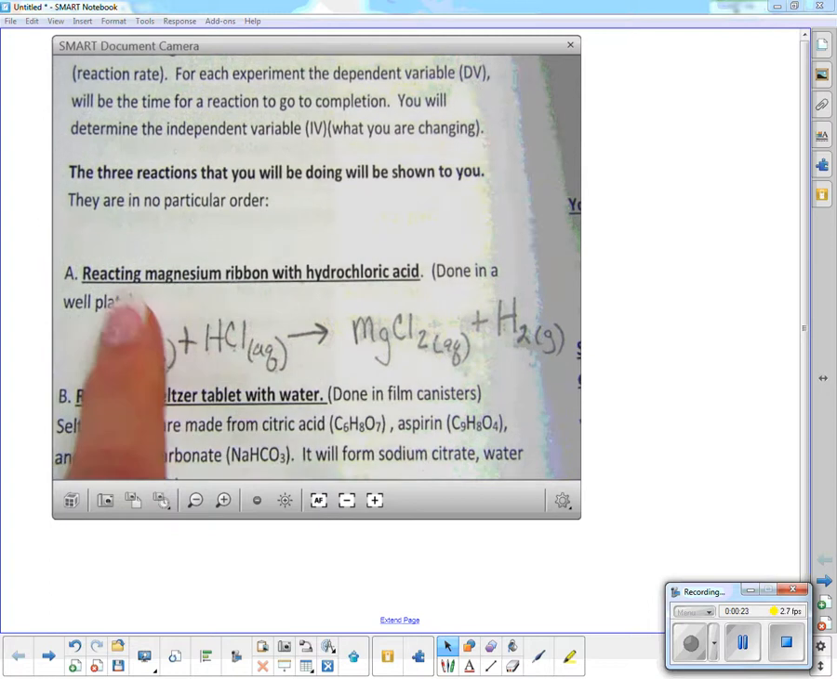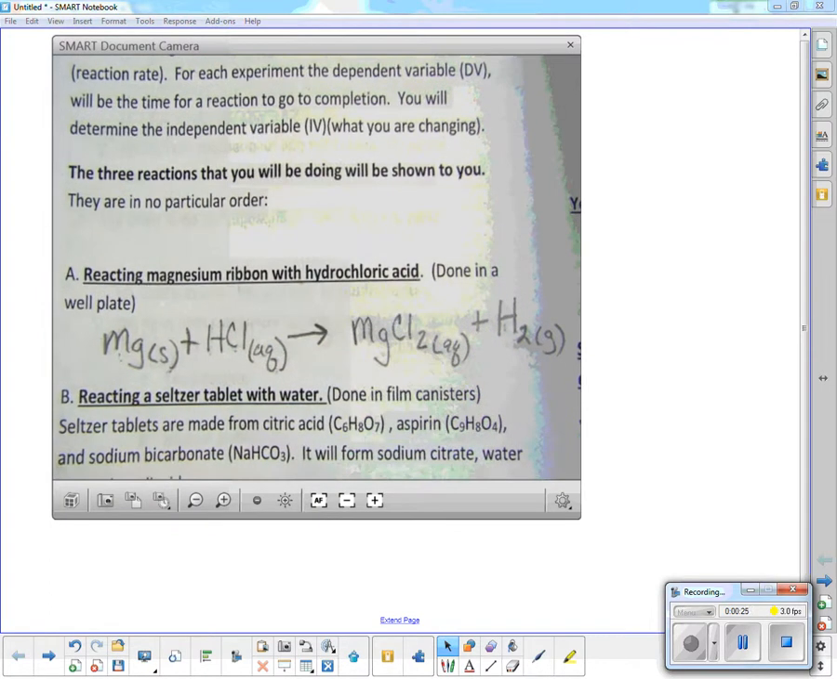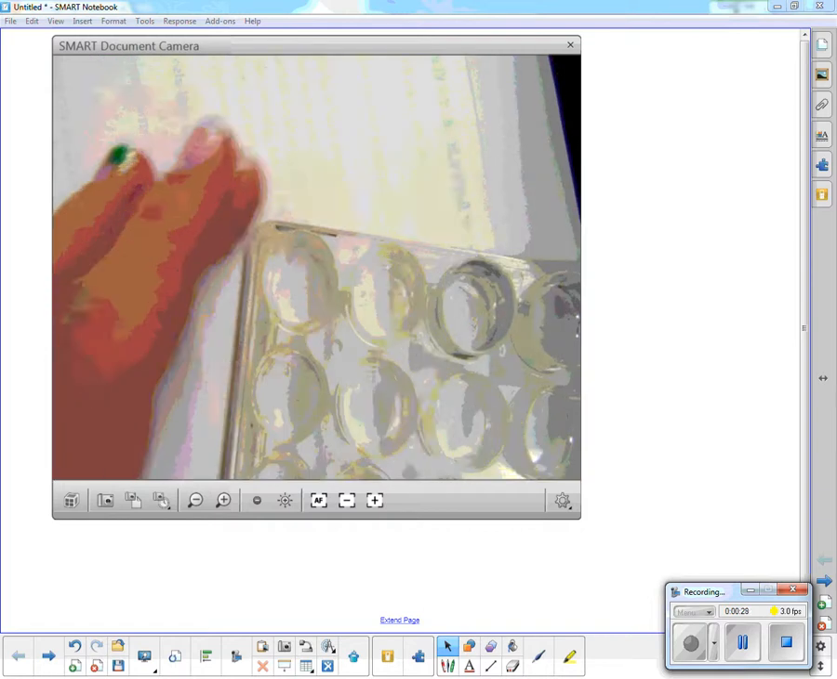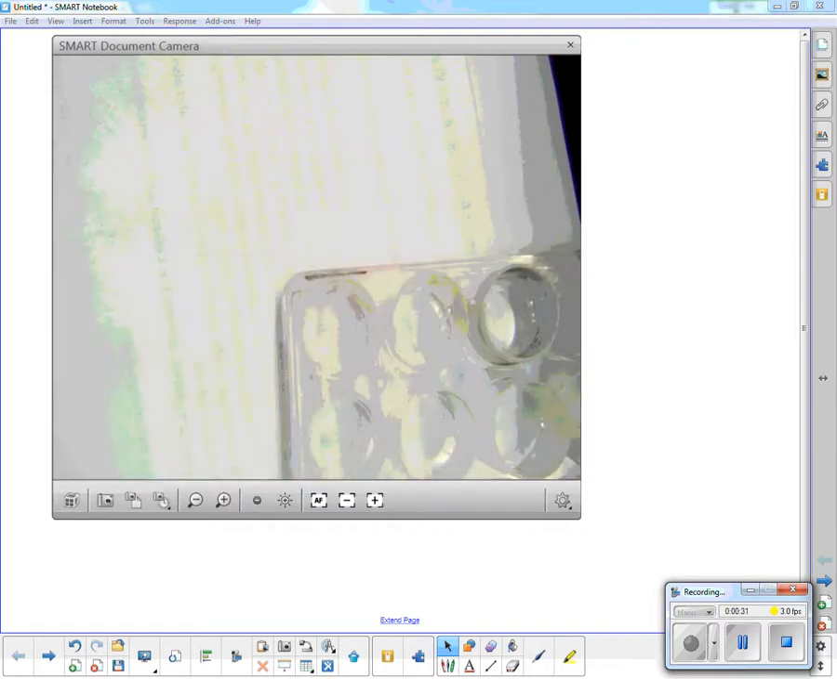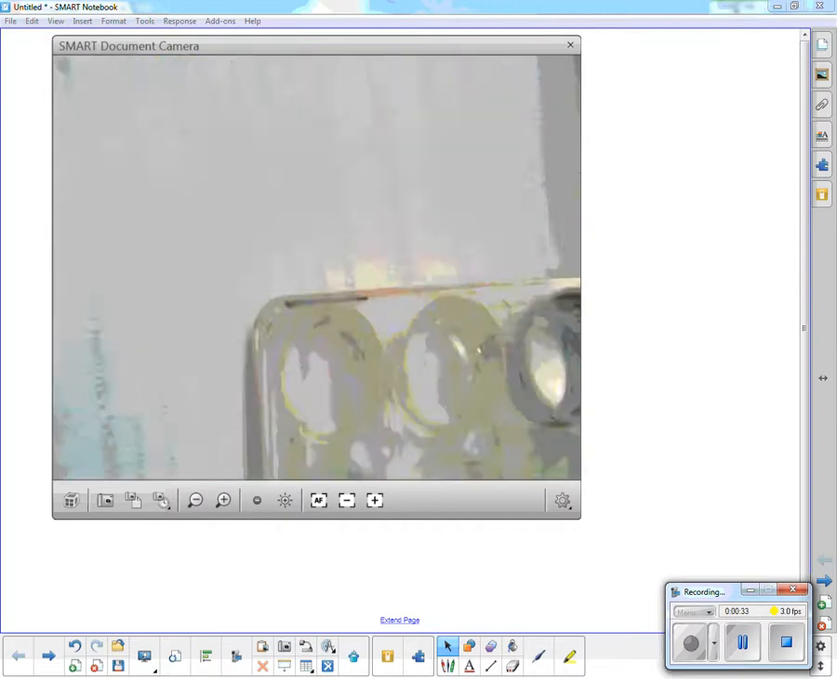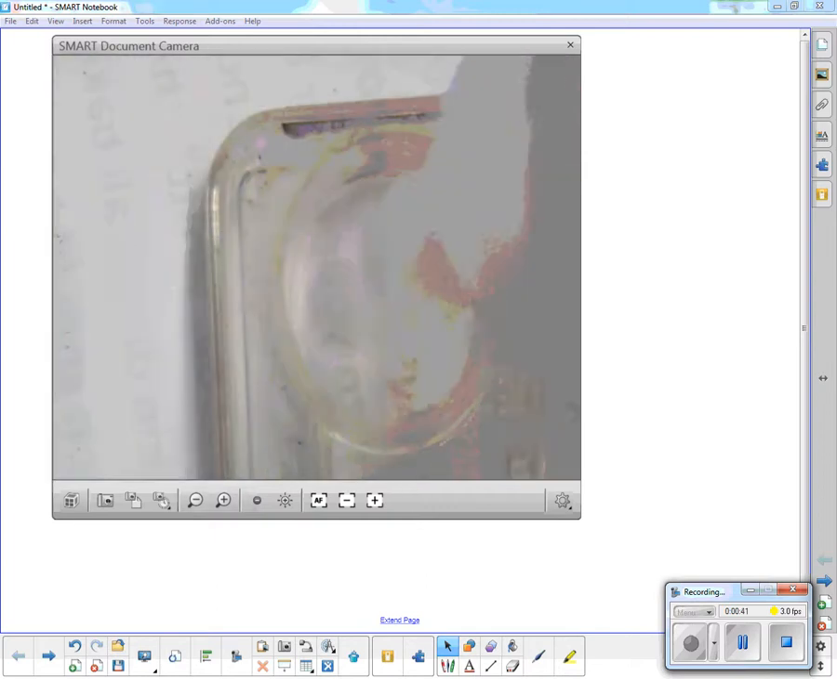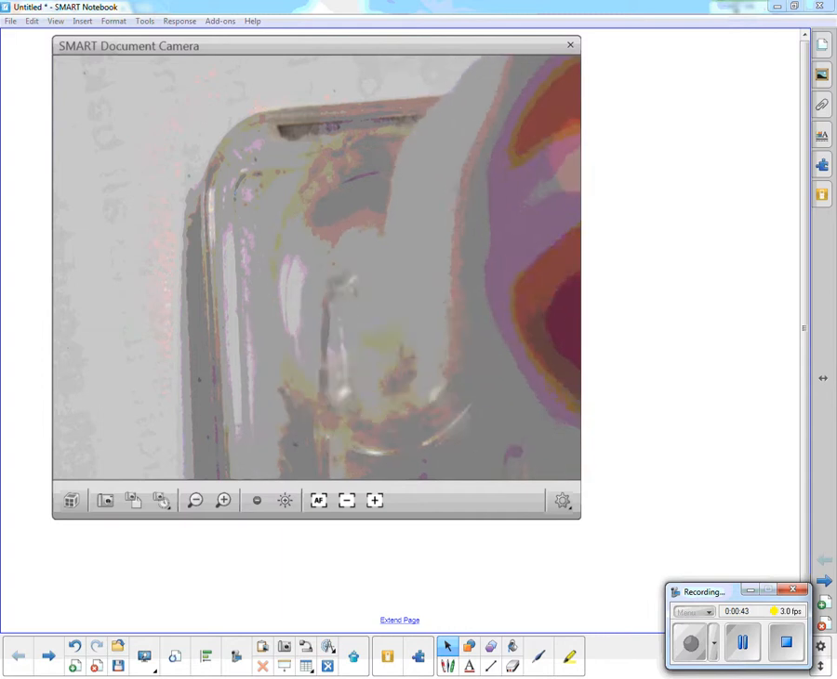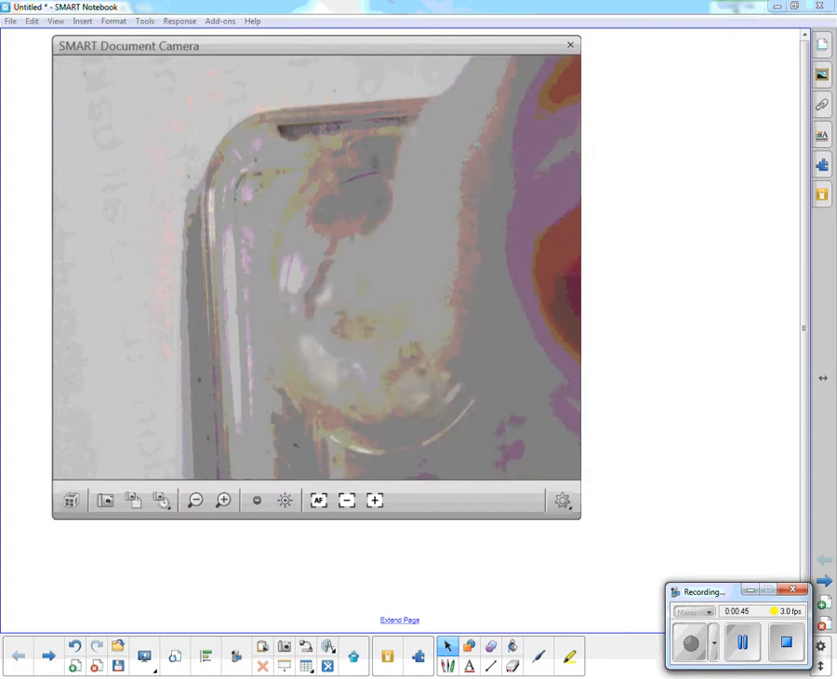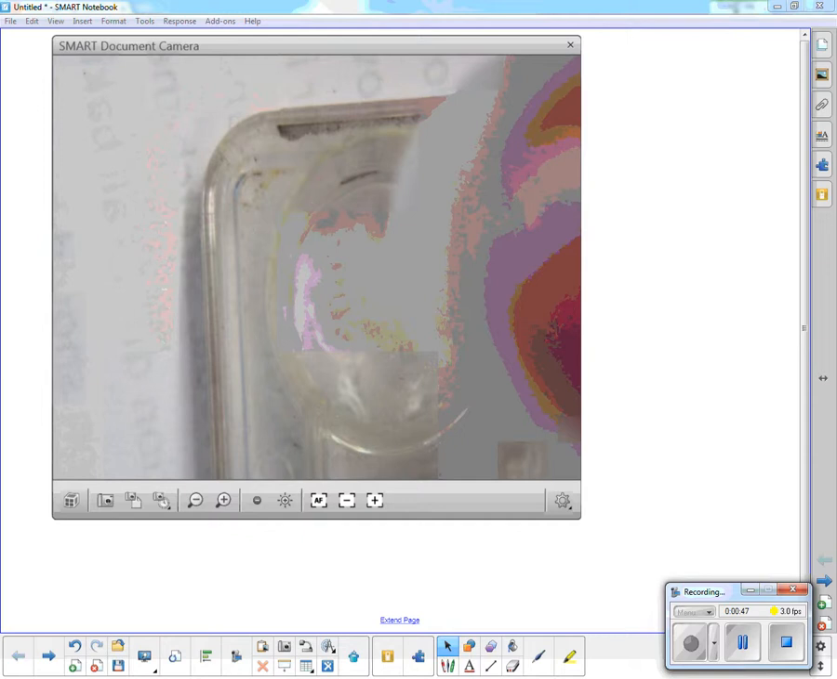So on A, reacting magnesium ribbon with hydrochloric acid, you're going to be given a well plate that looks like this. You're going to be using at least 3 wells, so you'll need to tell me what you're doing in each well. I'm going to show you the reaction. The reaction is using hydrochloric acid, 3 molar, and you're going to put drops in here. I would suggest between 30 and 40 drops. I'm just going to put some drops in so you can see the reaction.